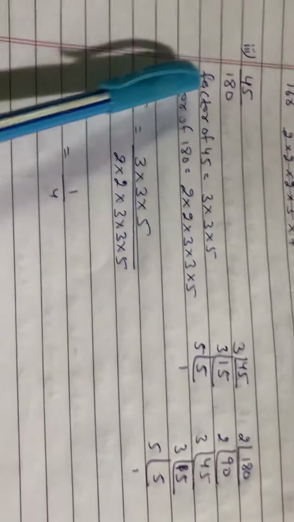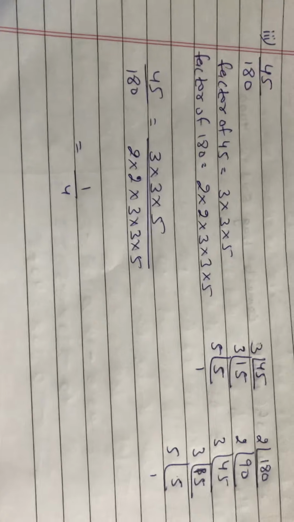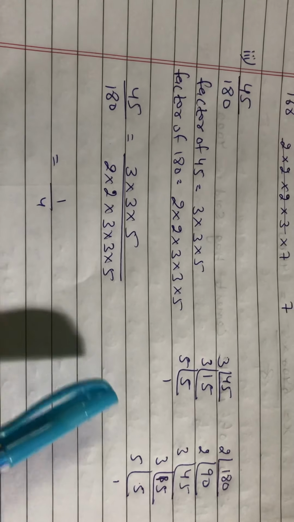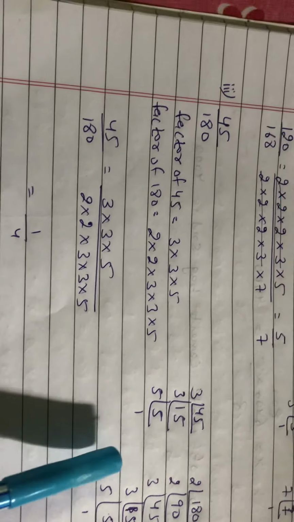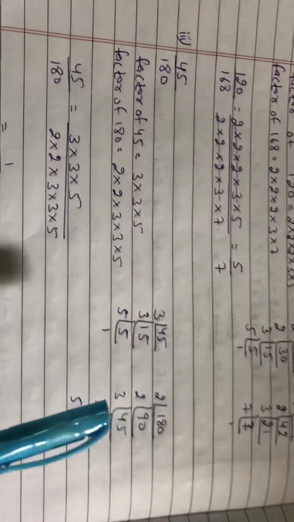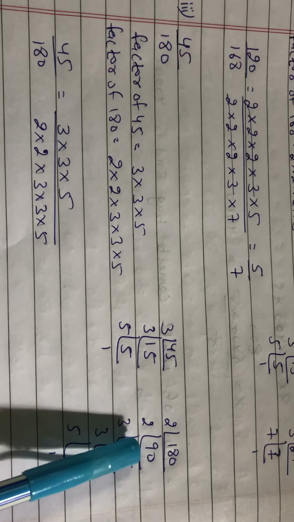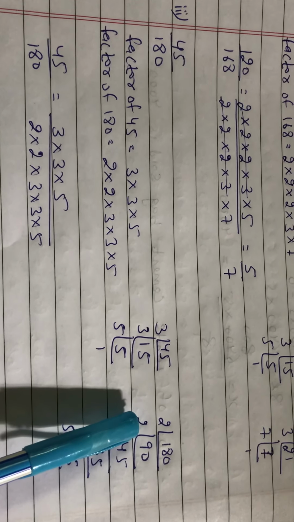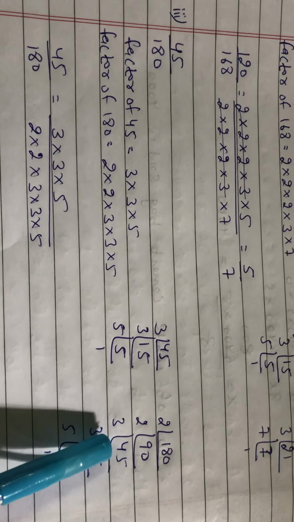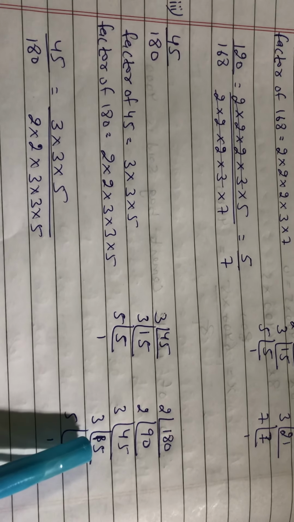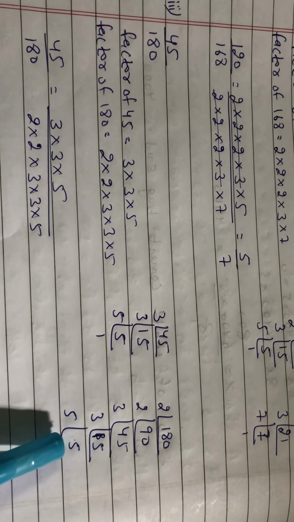Next, third, 45 by 180. So first we are going to find the factors of 45. 3 15s are 45, 3 5s are 15, 5 1s are 5. 180, we will divide by 2, comes to 90. 90 divided by 2 is 45. 45 divided by 3 is 15. Again dividing by 3 comes 5.